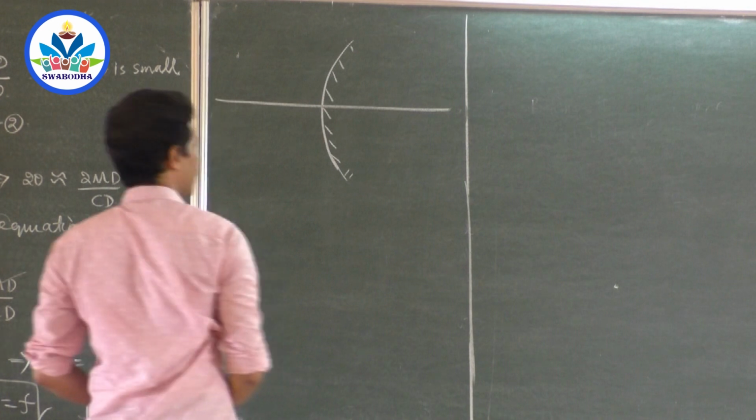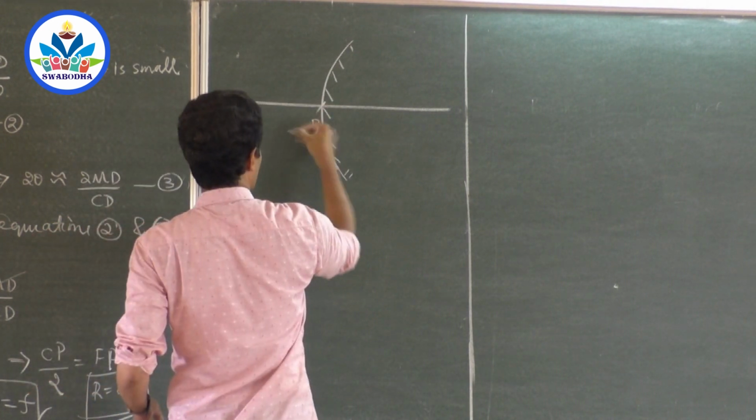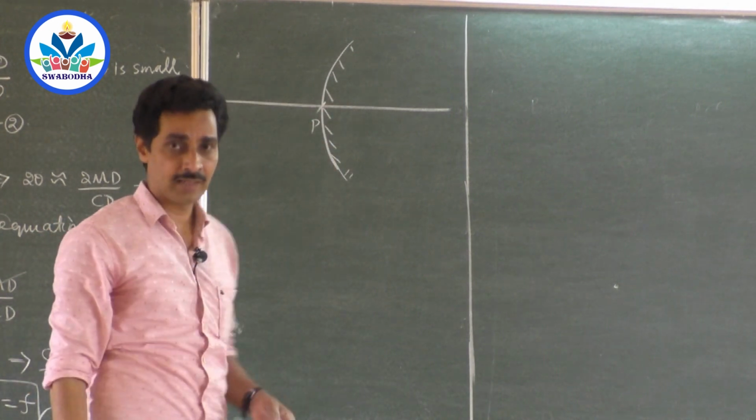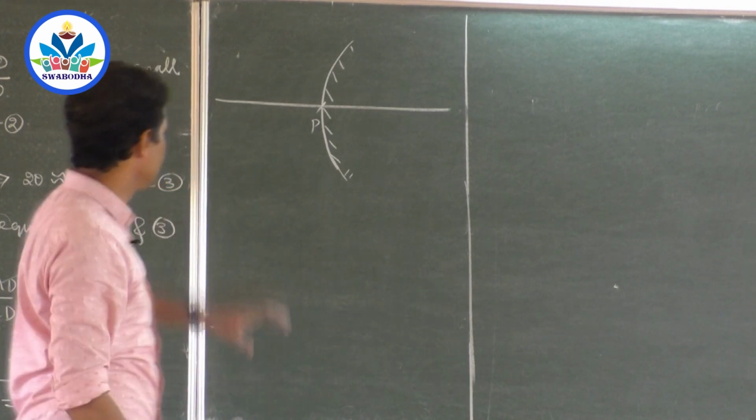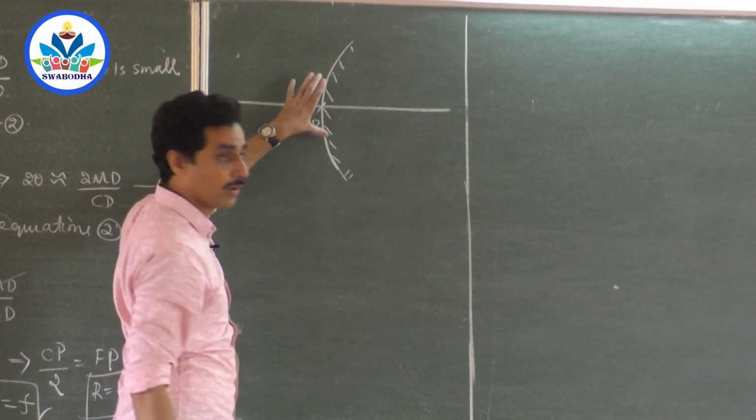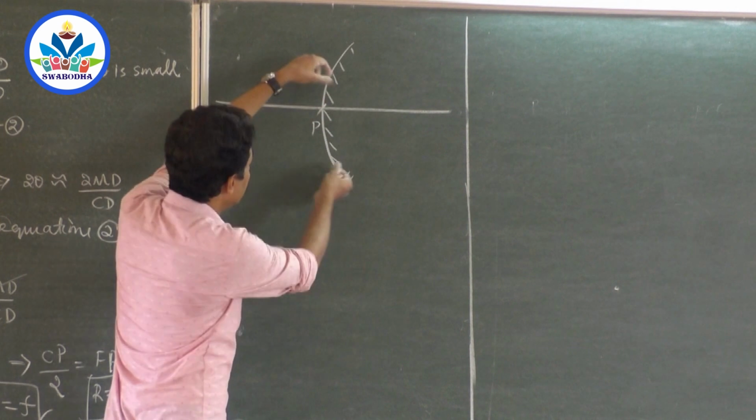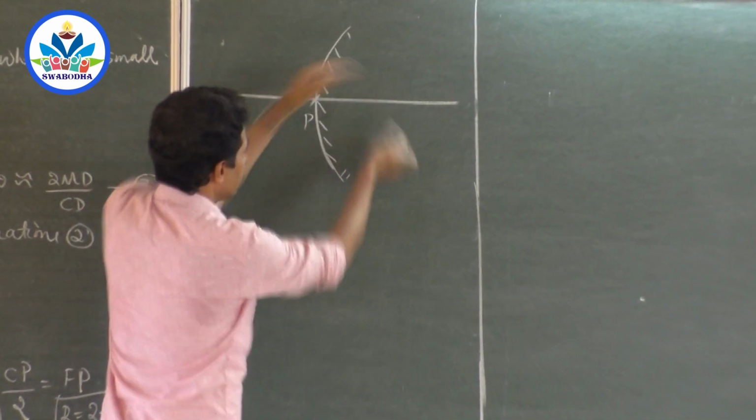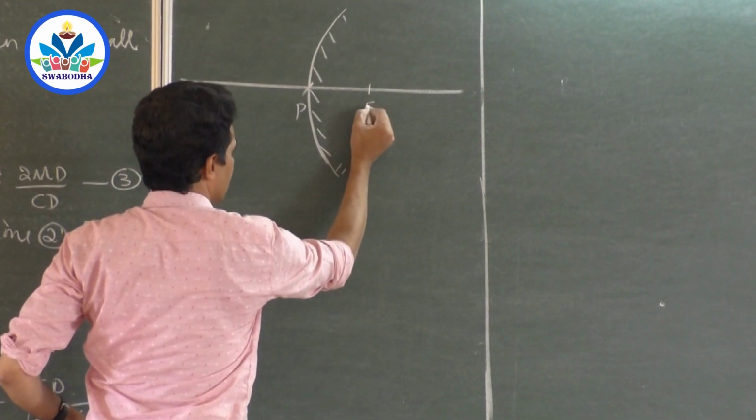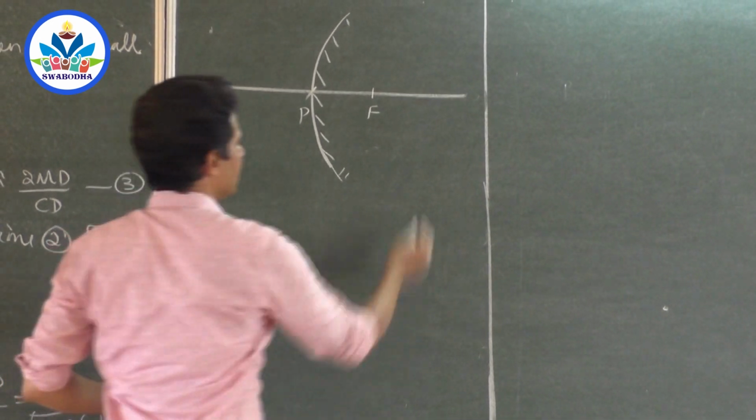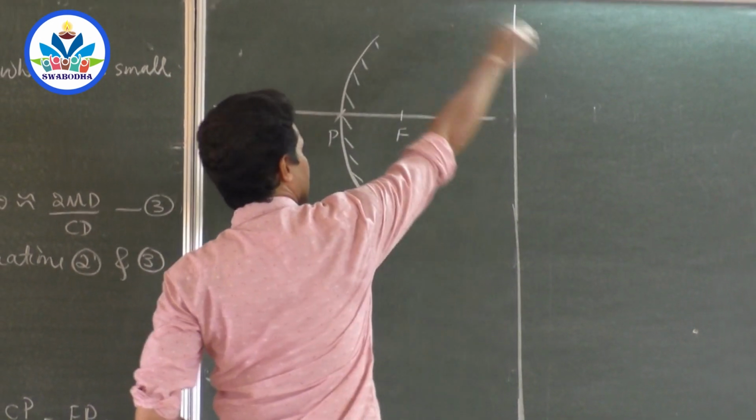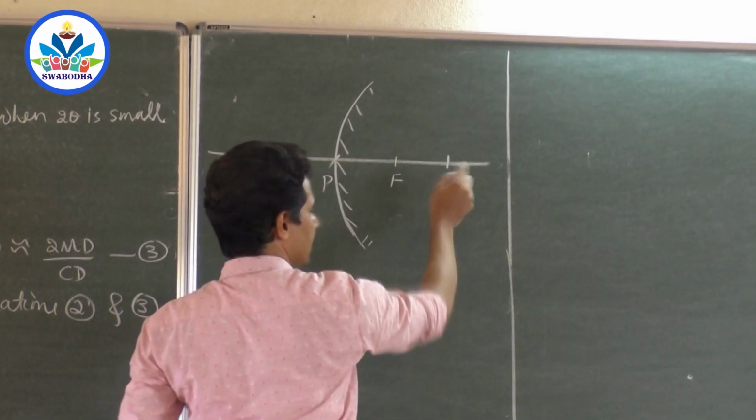Now this is the principal axis, this is the pole, but while drawing the center and the focus, remember, if parallel rays are incident on a convex mirror, they diverge in such a way that they appear to come from the focus here. Focus comes here and center will be somewhere here, because the curvature gets completed on this side. Center is here.